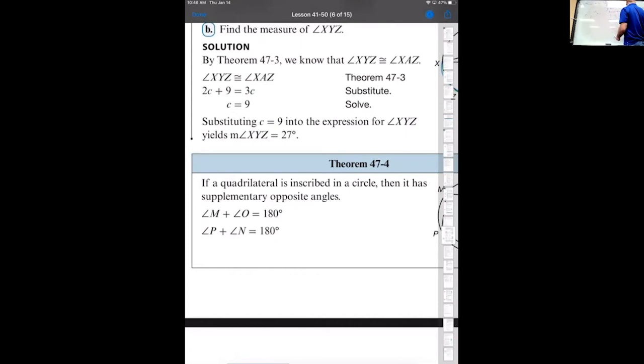Then opposite angles are supplementary. They add up to 180. Makes sense because half of 360 is 180. Okay, so far so good.